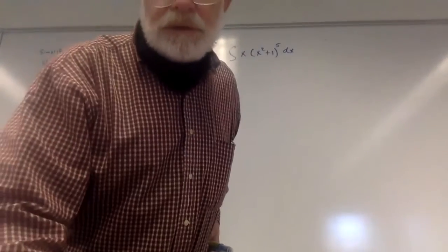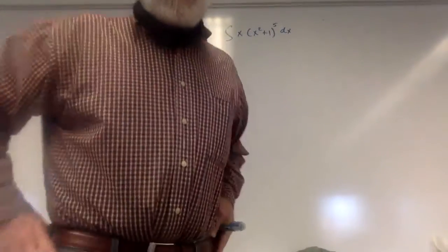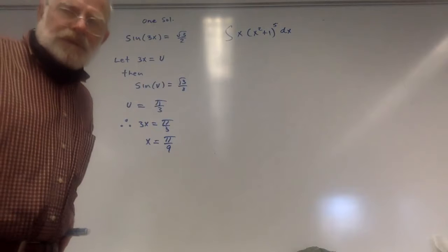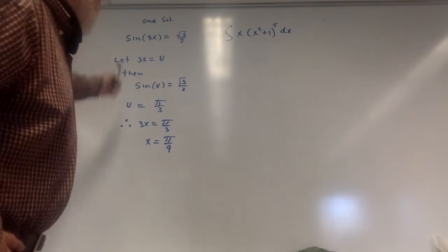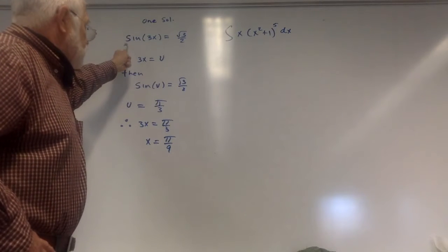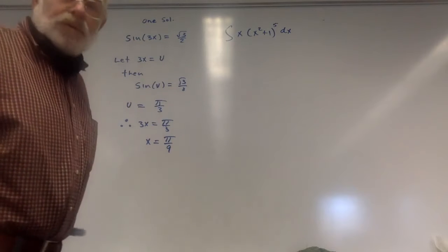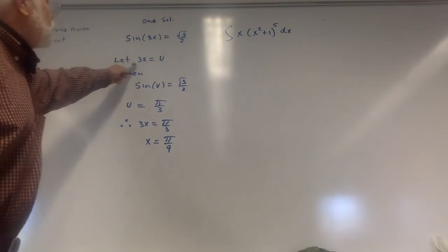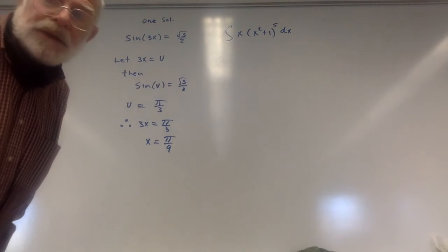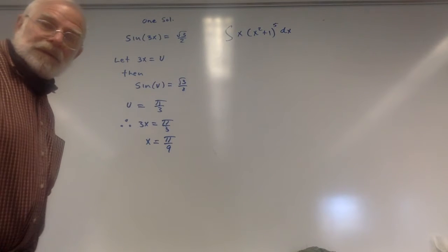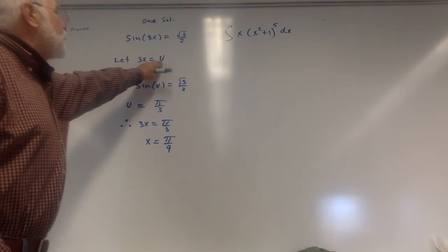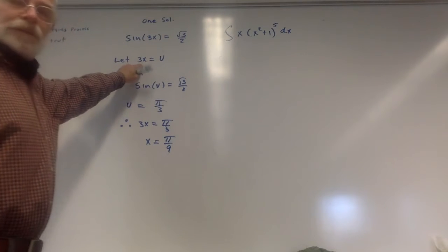I'm going to do a quick video on changing the limits using U substitution. Sounds fancy, I know, but really you've been hopefully doing some of this in your last class. Let's just find one solution to the equation, sine of 3x equals root 3 over 2. You probably let 3x equal some letter. I'm picking U just because that's the topic of the video here, U substitution. So I'm substituting a simpler symbol for a more complicated term.